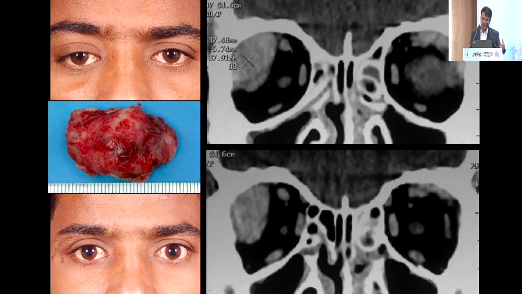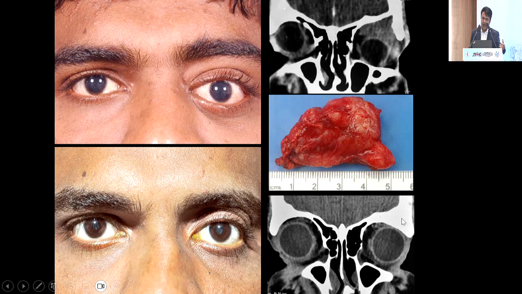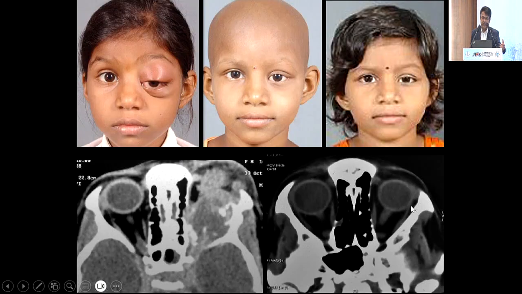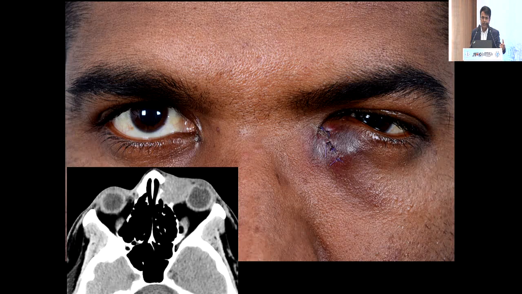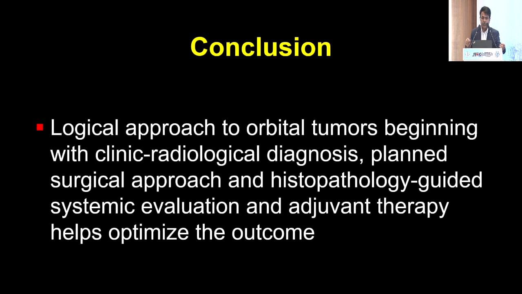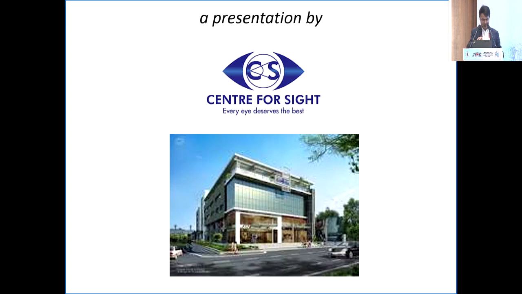And even patients who have a bone lesion like this, where the bone is involved, can have complete remodeling of the bone, as you see here, without any orbitectomy that is required. So in conclusion, I would say that a logical approach to orbital tumors, beginning with a good clinico-radiological correlation, a customized plan for a given patient, use of histopathology for confirmation of diagnosis, and adjuvant treatment can optimize outcome. Thank you so much. Sorry for exceeding time.